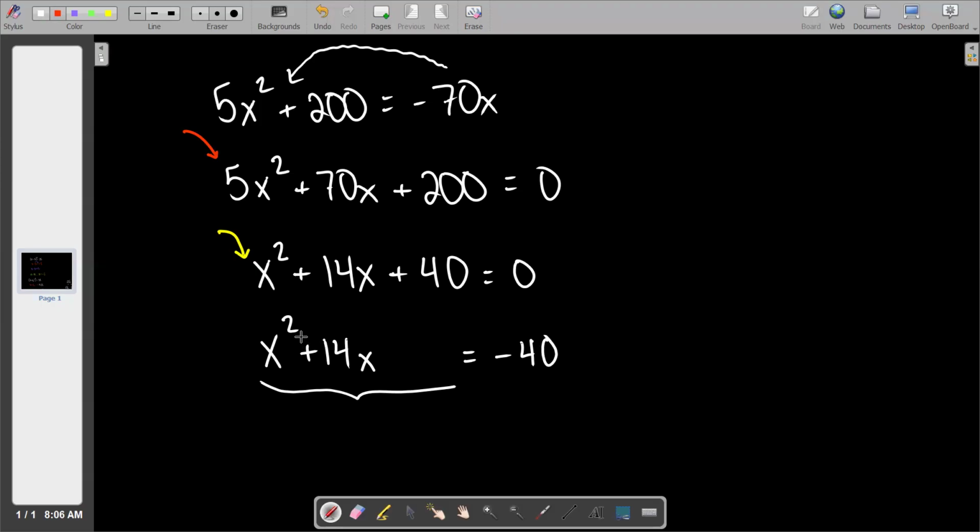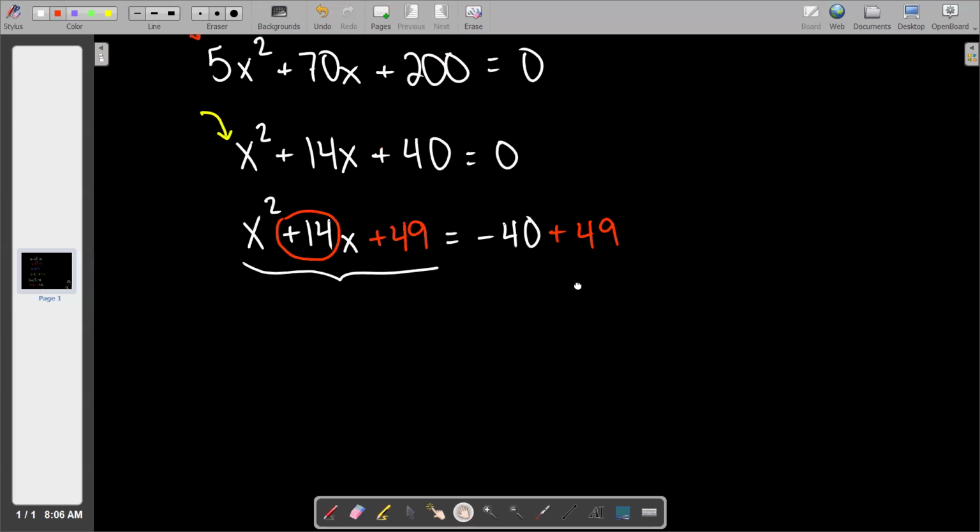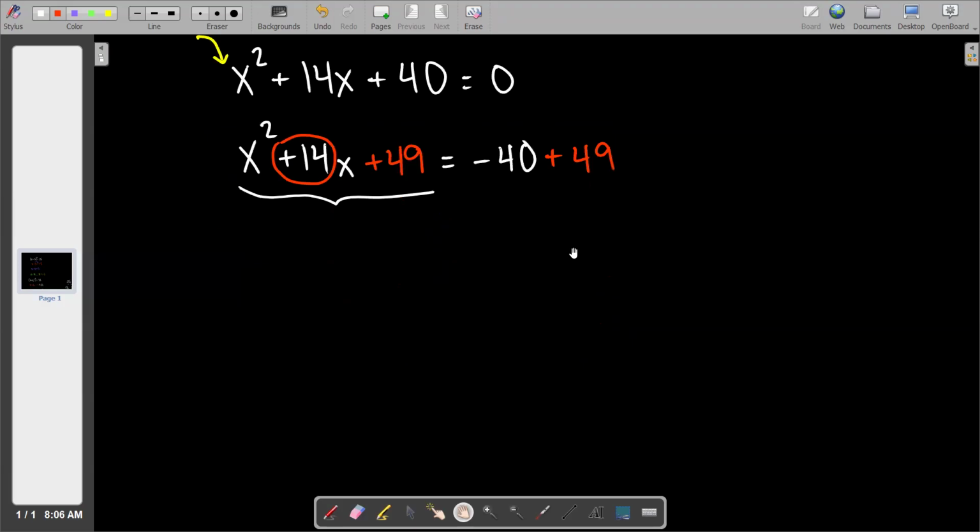You take half of the number that I'm circling in red, which is 7. And if you square that, you get 49. So 49 is the number that completes the square. And since we added 49 on the left, we have to also add 49 on the right. It's not 89 because when we moved the 40 to the other side, it became a negative 40.